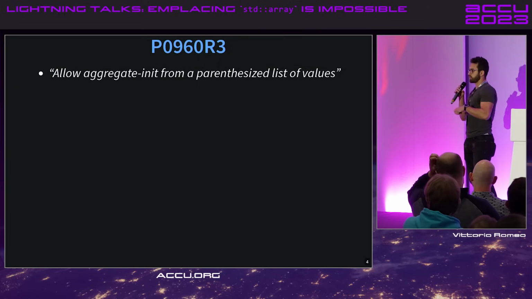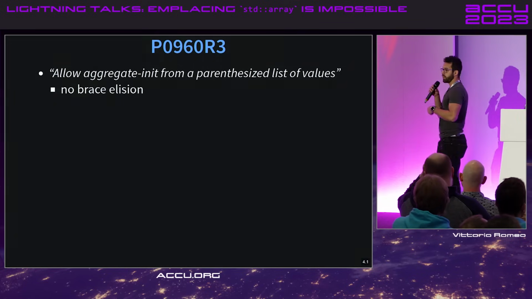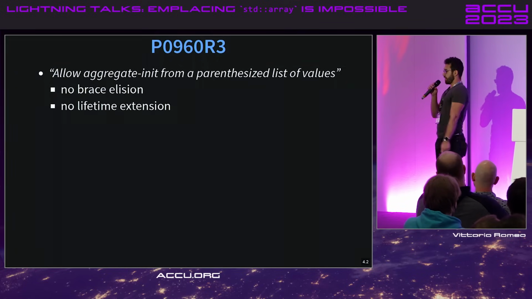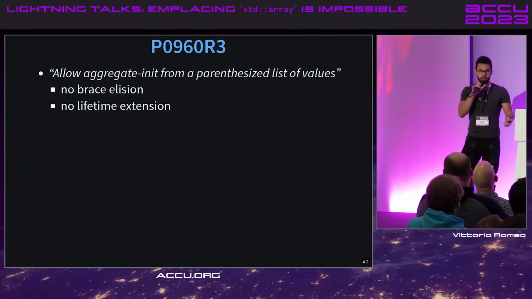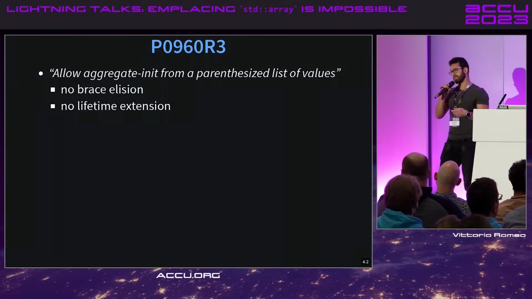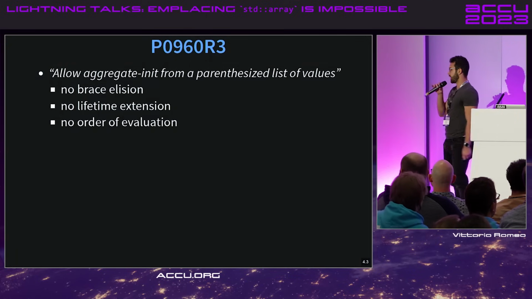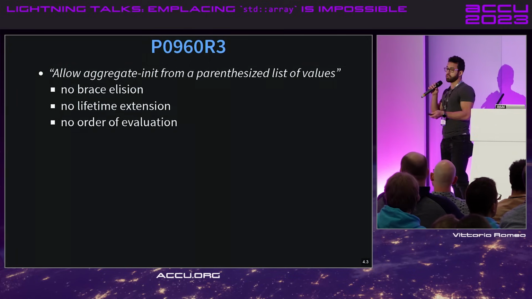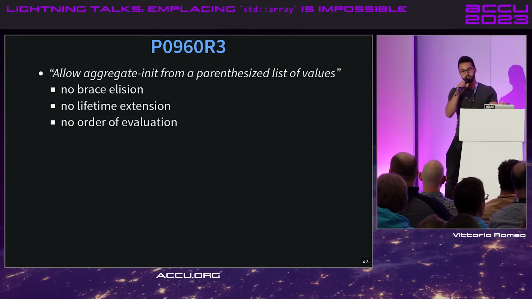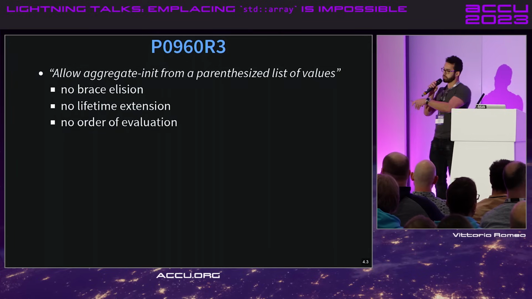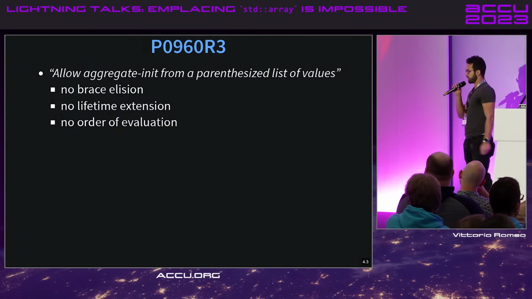But there are some differences between the curly braces and round parentheses. We do not allow brace elision. We don't have lifetime extension for temporaries, to be more consistent with actual constructor calls. And there is no guaranteed order of evaluation. With aggregates, curly braces are going to be left to right. This is going to be whatever the compiler wants.